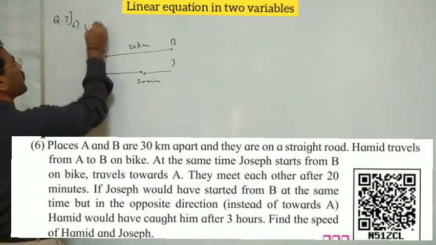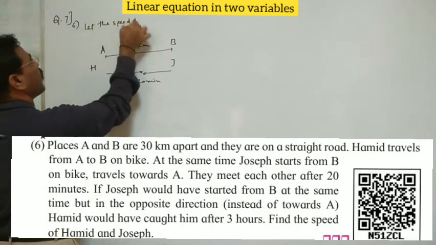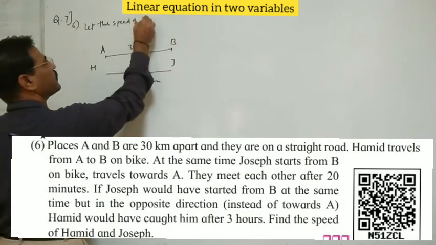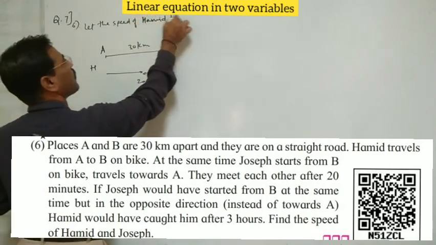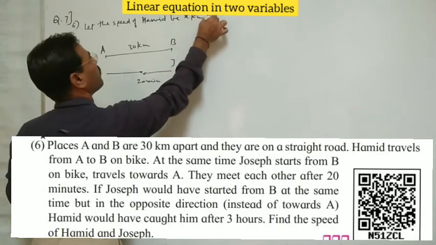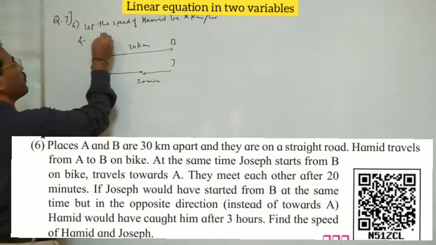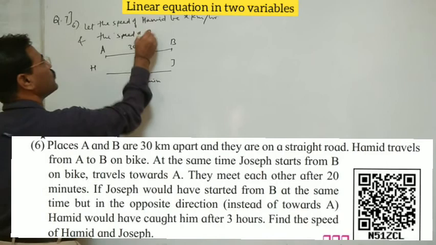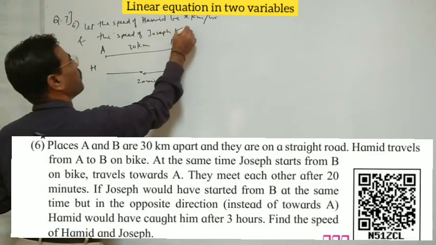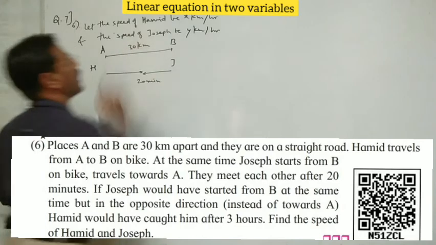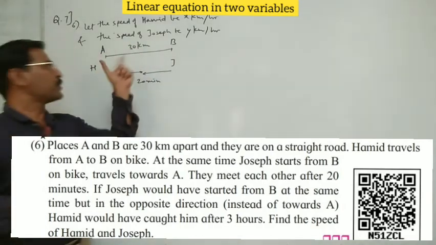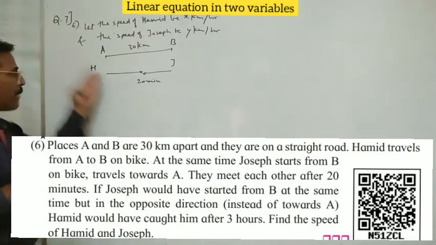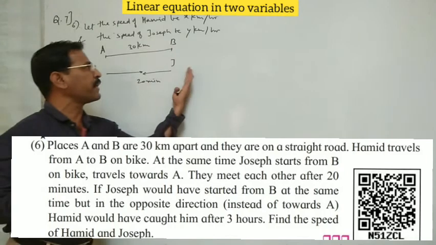Okay friends, look here. I'll write here: let the speed of Hamid be x kilometers per hour, and the speed of Joseph be y kilometers per hour. Here this is the condition. A and B are apart from each other by 30 kilometers. Hamid started from A to B and Joseph started from B to A.